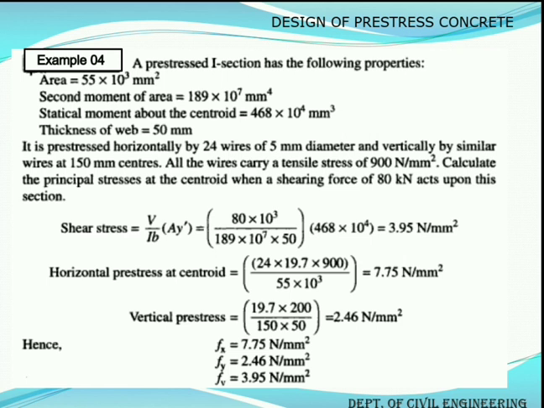So friends, there is a typing mistake here in the vertical pre-stressing. Please take that 200 as 900 in the calculation, because we have the tensile stress as 900.